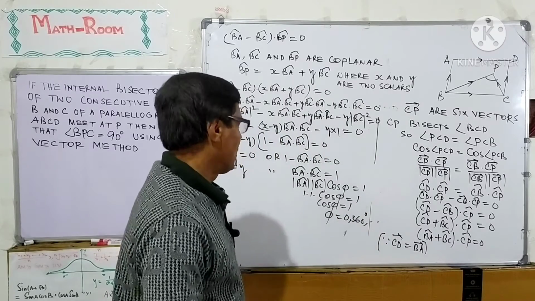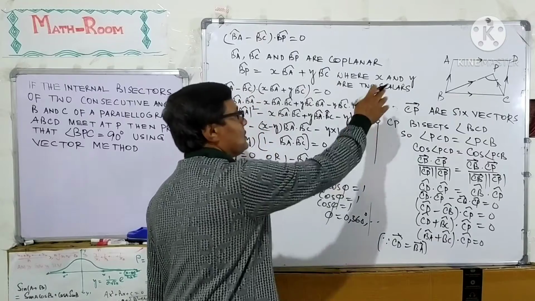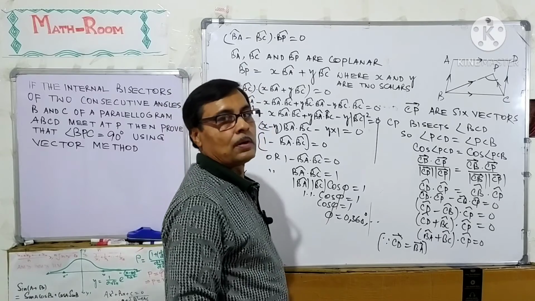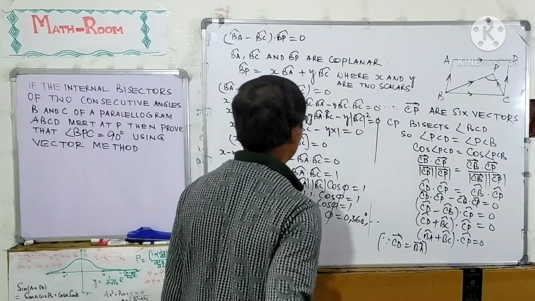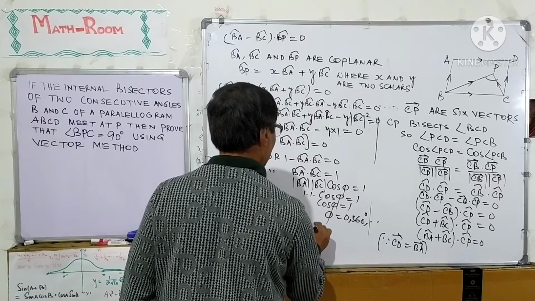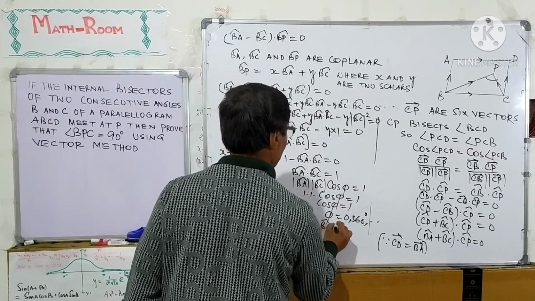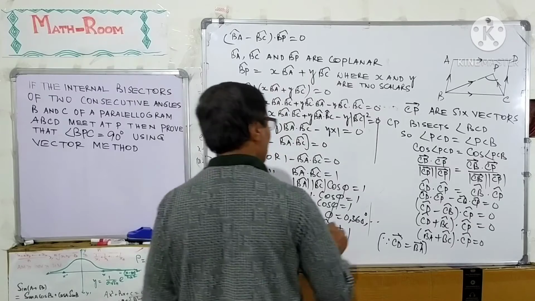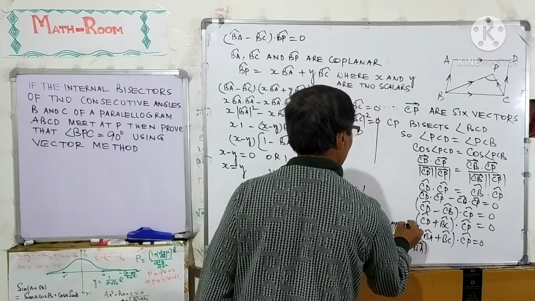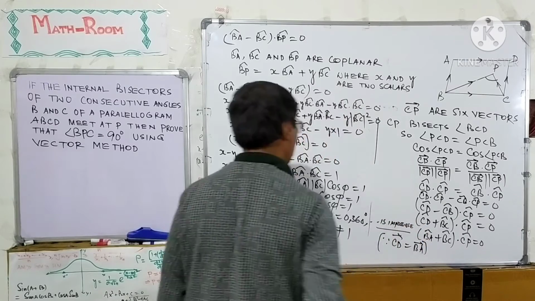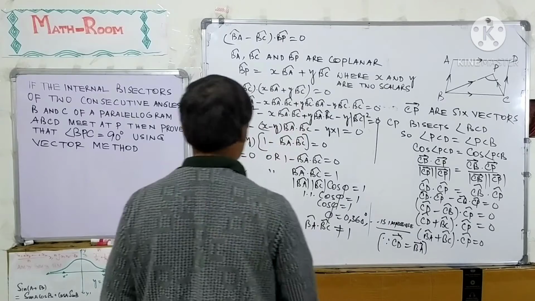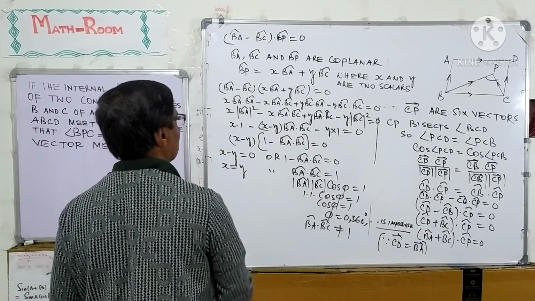But these values are not possible for this parallelogram, because any angle of the parallelogram cannot be 0 or 360 degrees. So, these are impossible. So, BA cap dot BC cap is not equal to 1. So, only x minus y equal to 0, that is x equal to y.